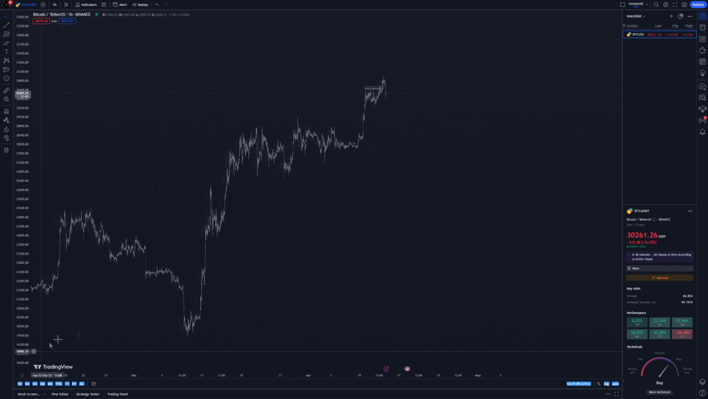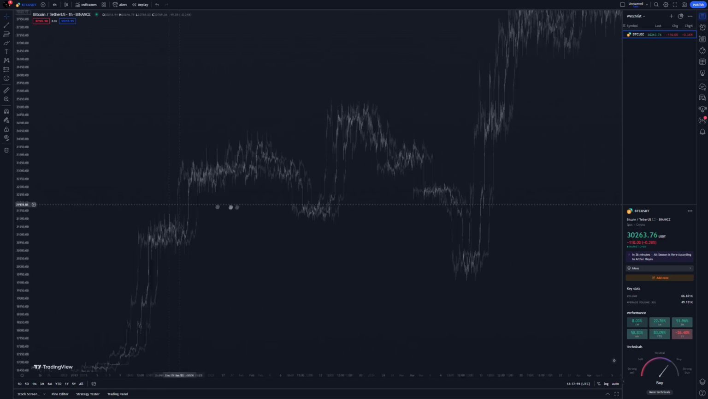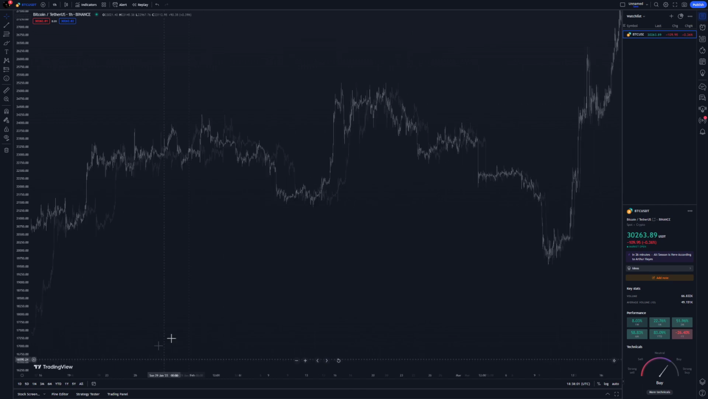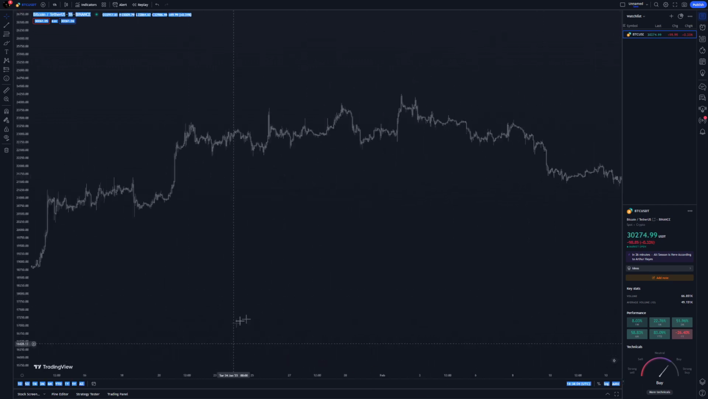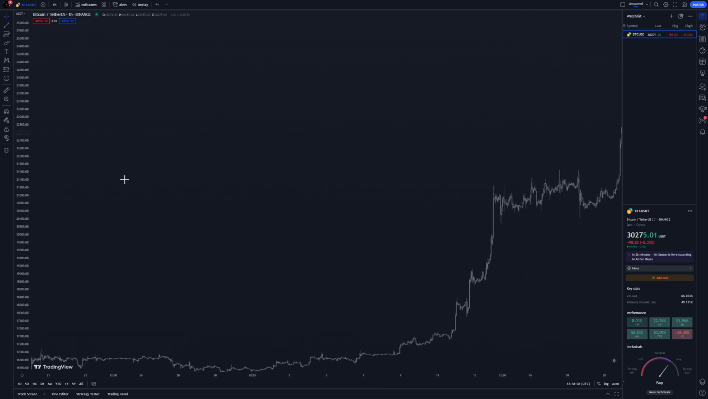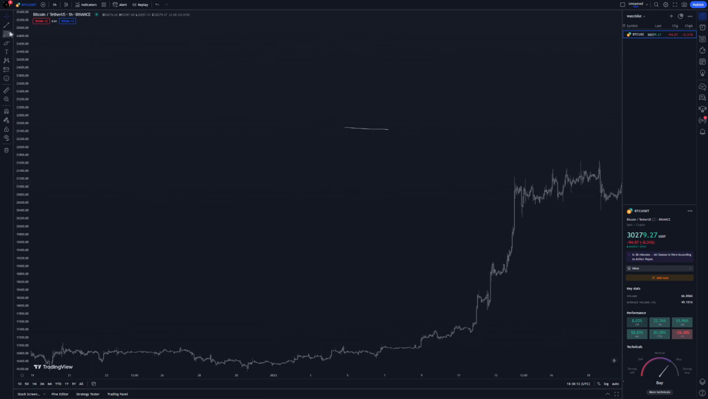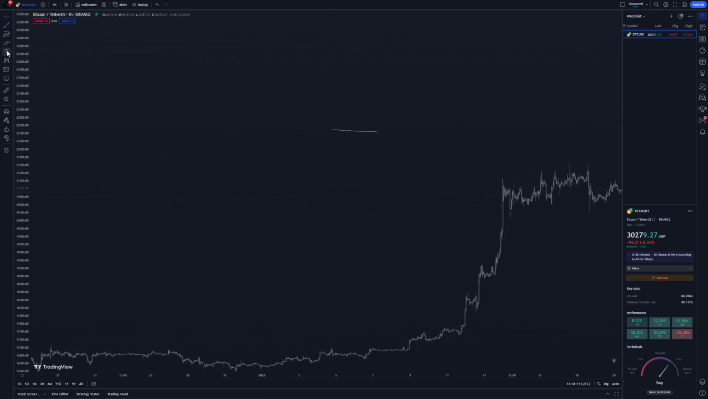This is the Bitcoin chart. All right, let's go back a little. So here, let's get started here. Say we don't know what's going to happen here. We don't know what's going to happen here. So we're seeing this.